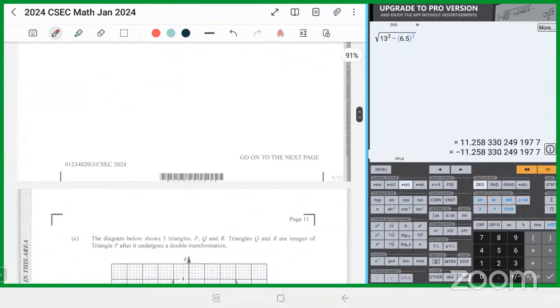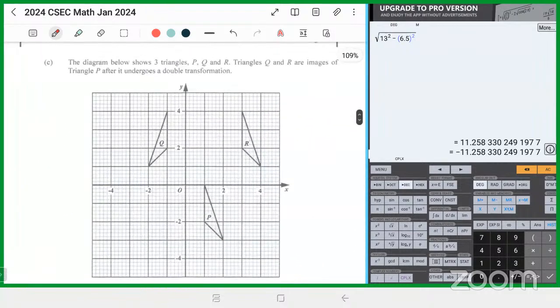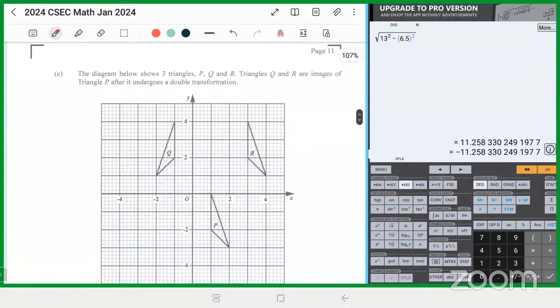Okay, no problem. Next question is a transformation. All right. Let's see those diagrams. And it's a transformation. And it says, the diagram below shows 3 triangles, P, Q, and R. So this is P, this is Q, this is R. All right. It says triangles Q and R are the images of P after it undergoes a double transformation. So it underwent 2 transformations. So from P to Q apparently, and then from Q to R. All right. So let's assume that's what it is, a double transformation.